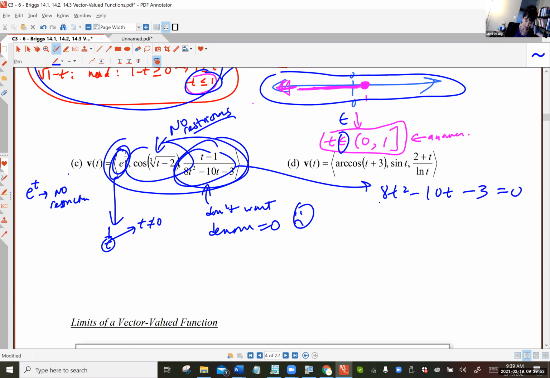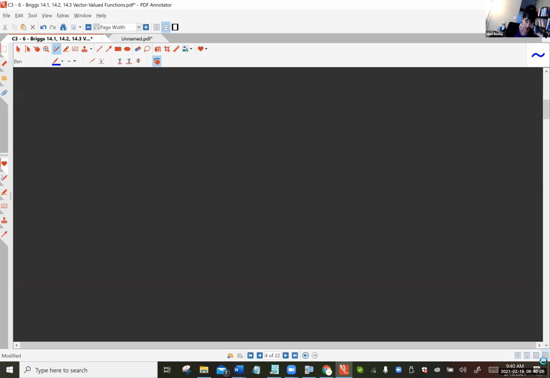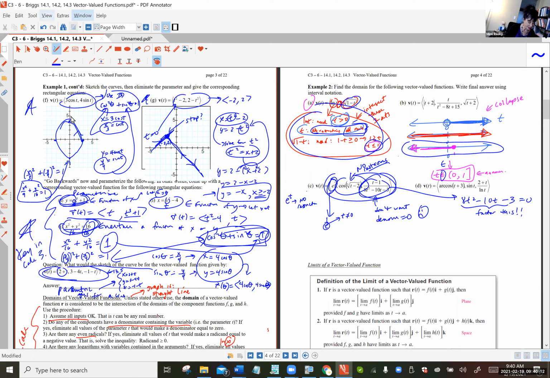Does anybody know how to factor a trinomial? You may have something called the diamond method or whatever. But whatever method you use, I really hope you know how to factor trinomials. Oh, my view just changed. Sorry. I don't know why it does that.